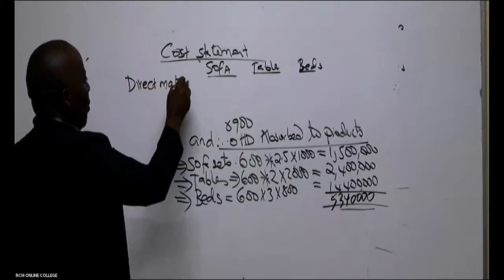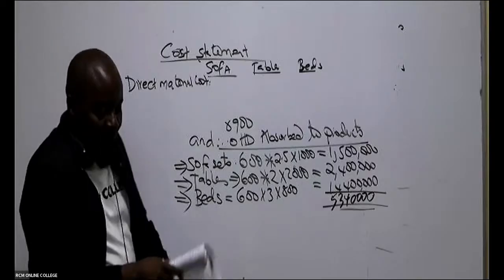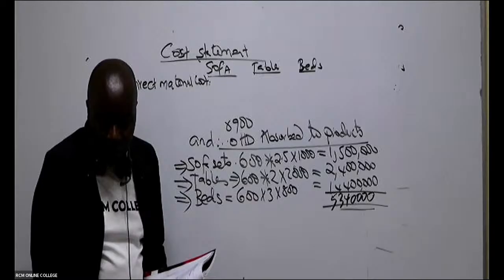Direct material cost. So is there a place where they have given us direct material cost per sofa set, for example?